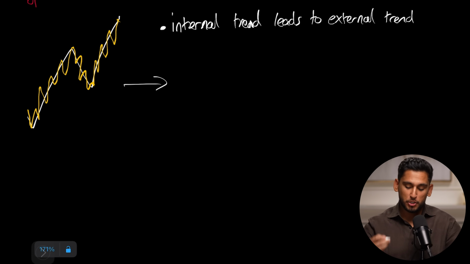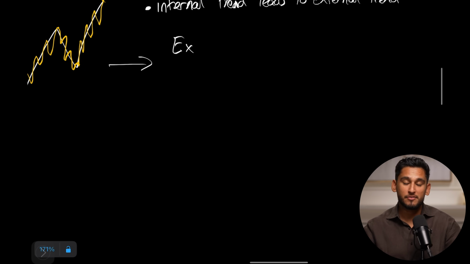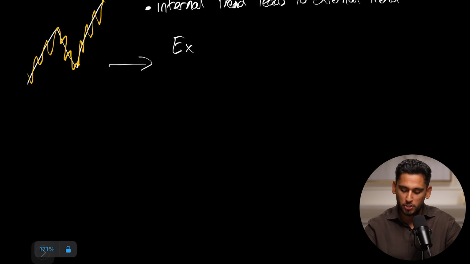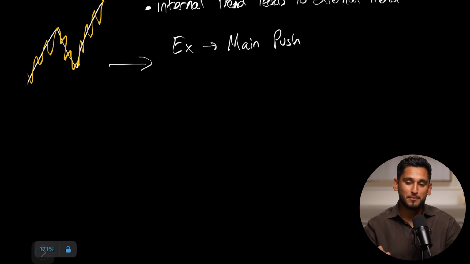For an external push in the market, external structure, the definition you need to have, typically on my preferred time frames, is the 4-hour and the 15-minute time frame. These are going to be my main push time frames. So for external, I'm going to write main push. So when you know how to find a main push in the markets, that's when you have found external structure. And we'll explain why that's important in a moment.